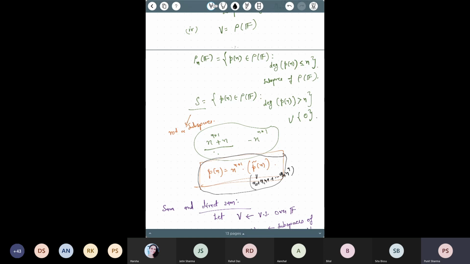For this set, you see whether this forms a subspace or not. So union 0. Okay, sir. Okay. This forms a subspace or not. So just take.